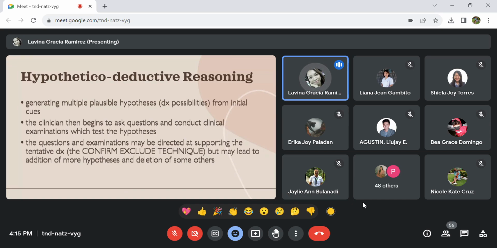So the questions and examinations may be directed at supporting the tentative diagnosis. The confirm-exclude technique is the technique, but it may lead to the addition of more hypotheses and the deletion of some others. So let's say it turns out it is not hygiene, but why did it happen? And you can also ask, especially if it is in a herd, why is it only this animal that has it? So there are hypotheses again. In that way, you might be able to look for more, and at the same time you deduce the initial one.